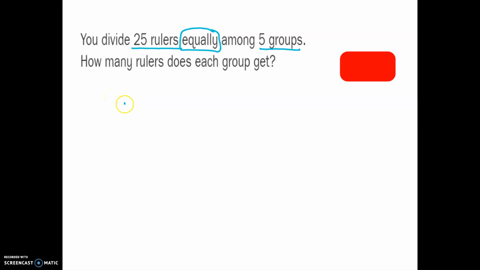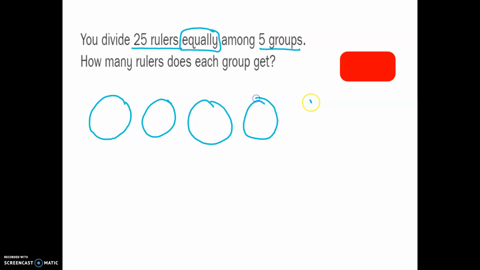So when in doubt, draw it out. Group 1, group 2, group 3, group 4, group 5. I'm going to give each group one ruler until I get to 25. Nice and neat and tidy. 1, 2, 3, 4, 5, 6, 7, 8, 9, 10, 11, 12, 13, 14, 15, 16, 17, 18, 19, 20, 21, 22, 23, 24, 25.